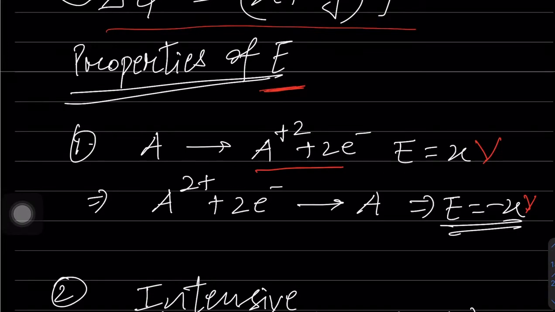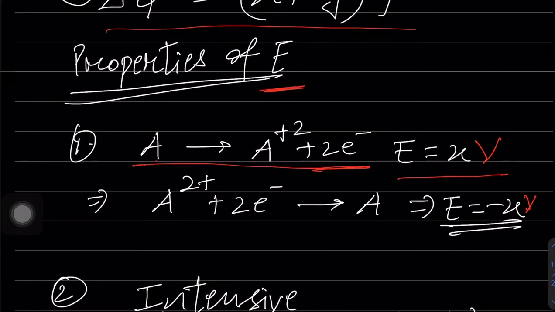Isn't it? Let us say the first reaction we are taking. We have taken an oxidation reaction. Here it is an oxidation reaction, because it is losing 2 electrons, making A2 positive. And for this reaction, E is x volt. What is E here? Here E is the oxidation potential in non-standard state. The oxidation potential for the given reaction is x volt.